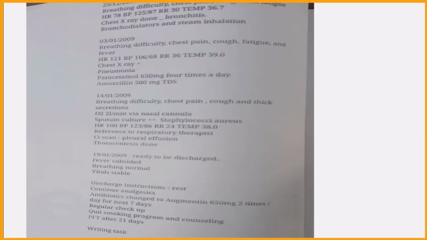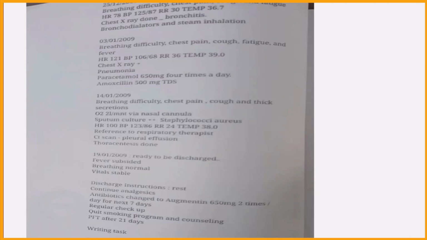And then what else to be written? Tell me. Chest X-ray. Yeah, the X-ray will show pneumonia. And then what else? Medications also important. Paracetamol and amoxicillin. So the chest X-ray, pneumonia, and the paracetamol and amoxicillin all should be written. Yeah, right. And what about the 14th?